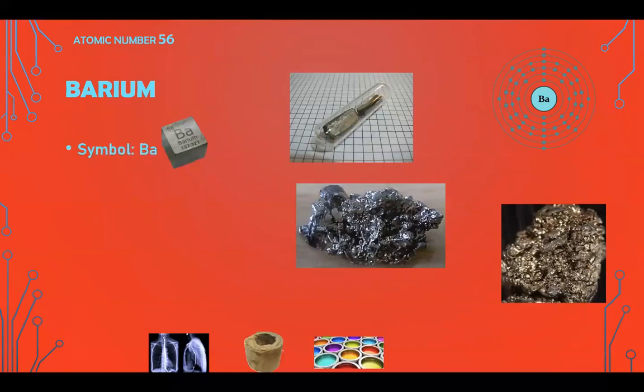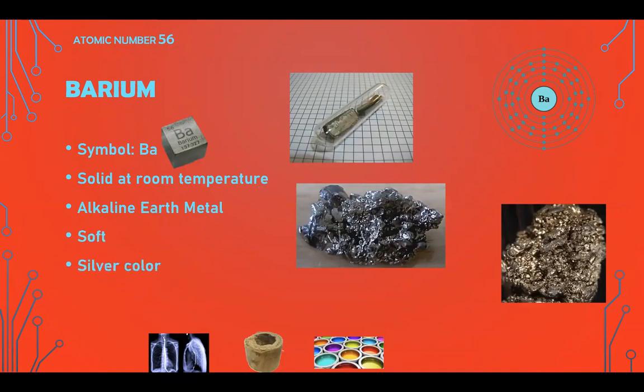Barium, its symbol is Ba, is the 56th element. Barium is a solid at room temperature. It is an alkaline earth metal. Barium is soft. It has a silvery color. It tarnishes in air, just like sodium. Barium is used in diagnostics, oil extraction, paint, etc.